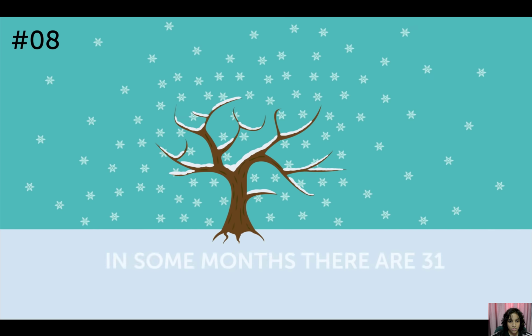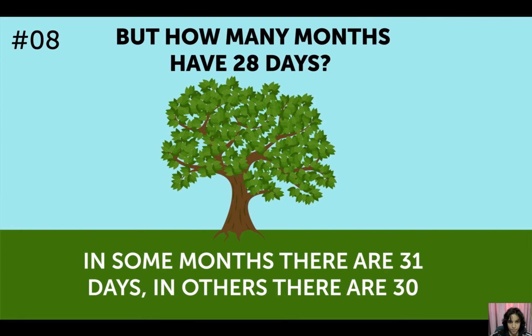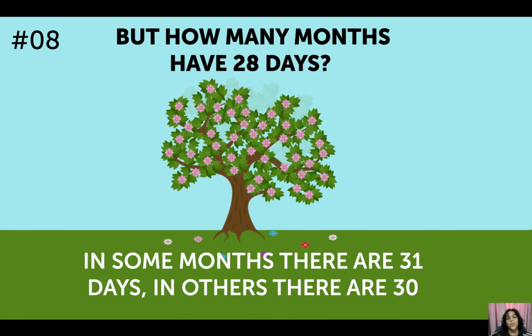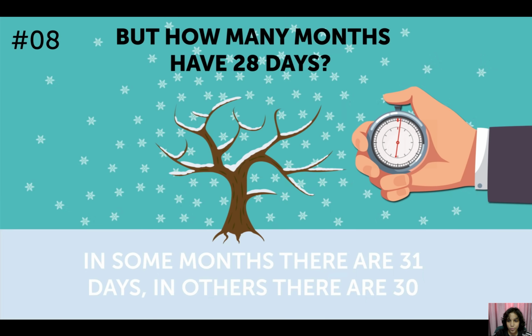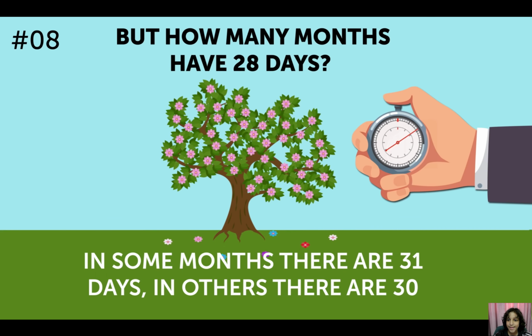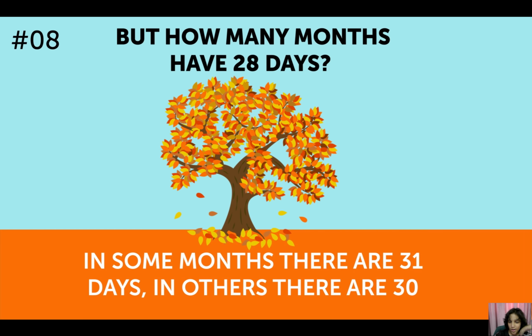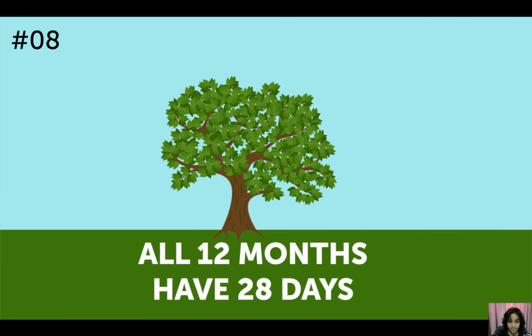8. In some months there are 31 days, in others there are 30. But how many months have 28 days? I've heard this one before. Come on, you know this one. You've got 10 seconds to remember. Every single month has at least 28 days. So, is it just one? February, right? Nope. The answer is actually 12. All 12 months have 28 days.